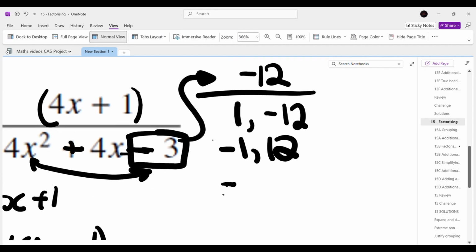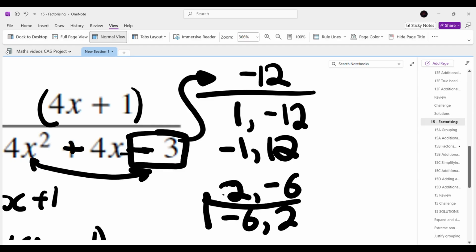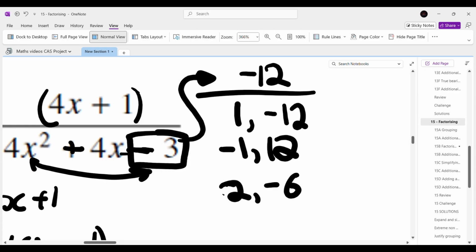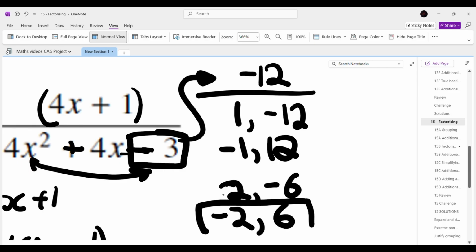Then we've got 2, negative 6, negative 6, 2. And oh, look, we've already found one right here. Oh, wait, sorry, I did the wrong thing. It's meant to be negative 2, 6. And this is our correct solution right here, because 6 minus 2 is positive 4.